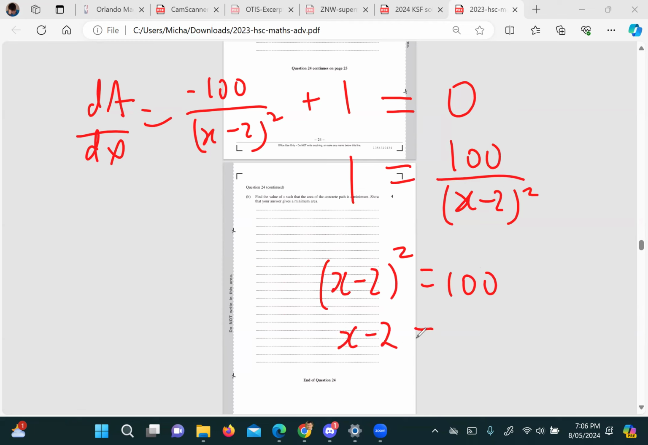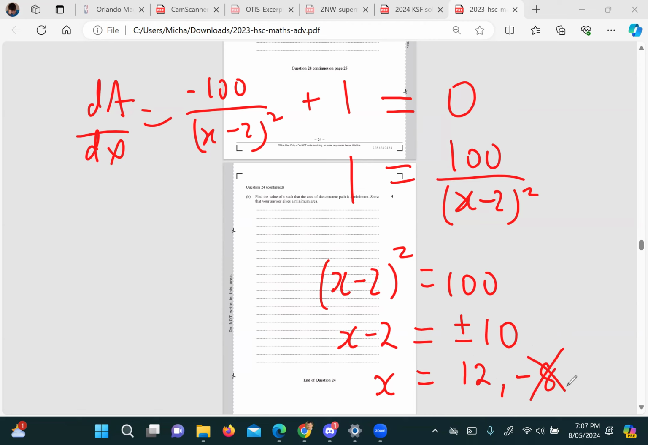Okay, that's very good. Some people miss the minus 10. And then when you add 2 to both sides, you get 12 or minus 8. But since it's a length, it can't be minus 8, so it has to equal 12. Very good, it's been very thorough.